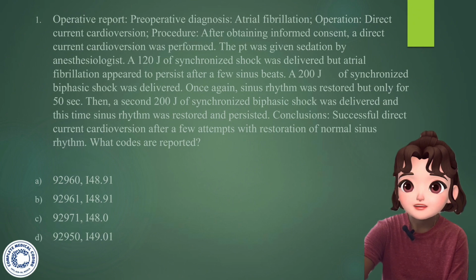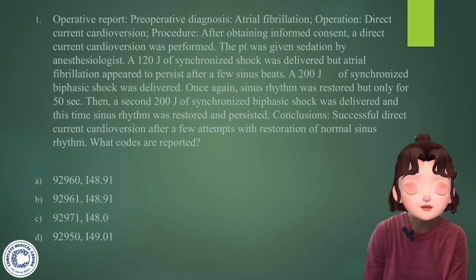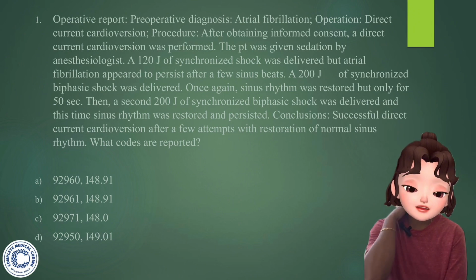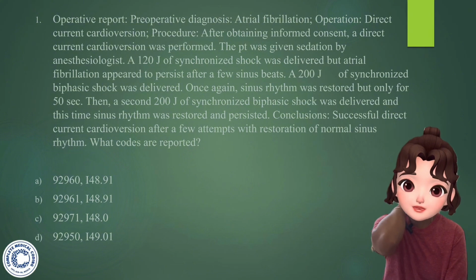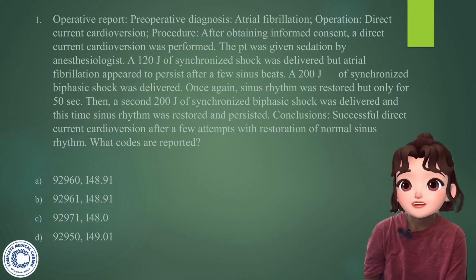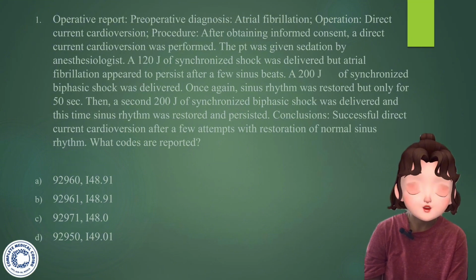Successful direct current cardioversion after a few attempts with restoration of normal sinus rhythm. So here, CPT code 92961 is mentioned: cardioversion, elective, electrical conversion of arrhythmia, internal, separate procedure. If the cardioversion procedure is carried out as a separate procedure, some other procedure name, it means it is an internal code.